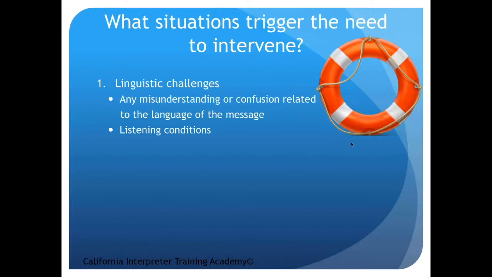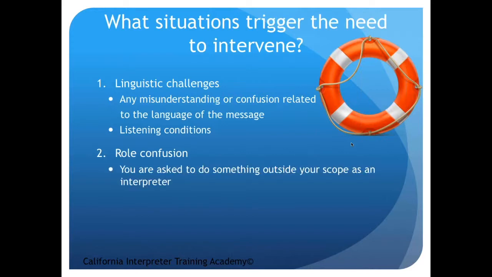So anything to do with the actual language and the words and the verbal aspects of the message are the first type of challenge that would cause you to intervene in order to clarify so that you could interpret accurately. The next type of challenge or situation that could trigger the need to intervene are what we call role confusions.